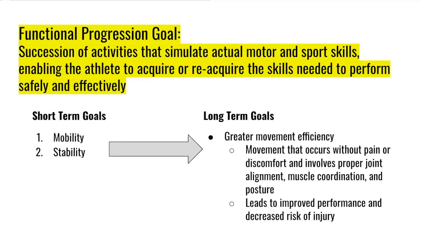The ultimate goal of this functional progression is a succession of activities that simulate actual motor and sport skills, enabling the athlete to acquire or reacquire the skills needed to perform safely and effectively. Short term goals would be mobility and stability, because those are the two most important factors that affect everything else.